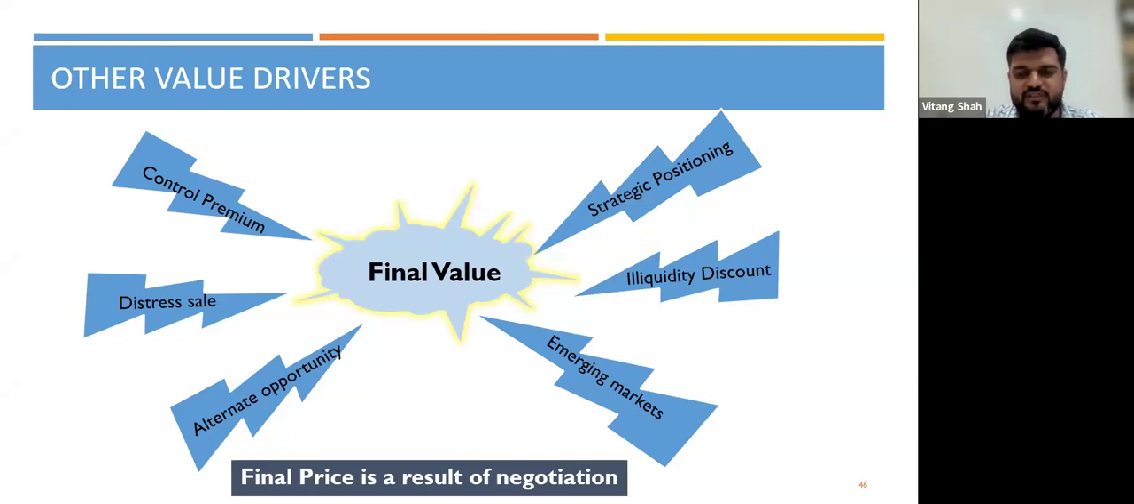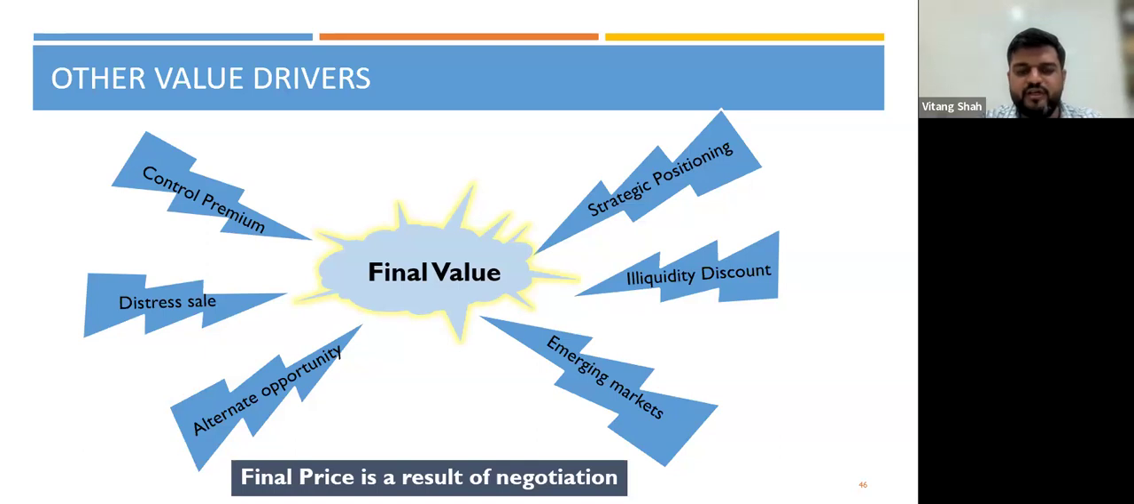Illiquidity discount, obviously for unlisted companies, you take a discount because you will not be able to sell the shares at a click of a button. You may have to put in a lot of efforts. You may have to find brokers or someone to sell off your shares of an unlisted company. Emerging markets have a lot of growth potential as compared to the developed economies. So the growth multiple is higher, thereby the value opportunity is higher.